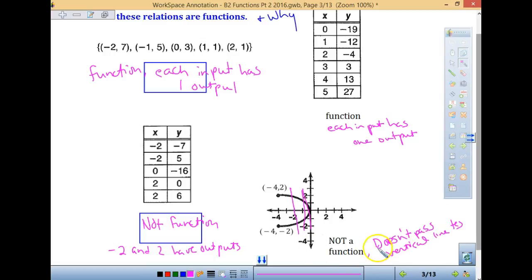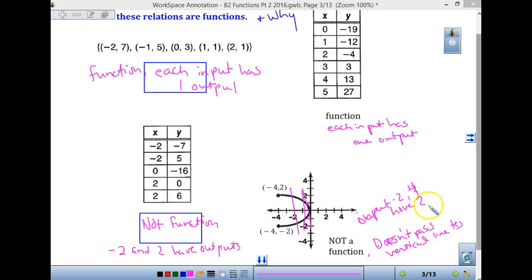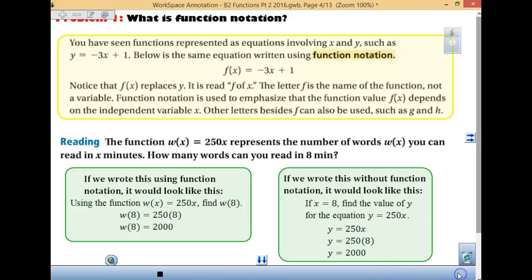And the output, input of negative 4 and negative 2 have two outputs. Because we can only have one output for each input. So the input of -2 and -4, and over here when we are looking at -2, it doesn't matter, any of these points in between here have two outputs. There are 2 points on our graph.